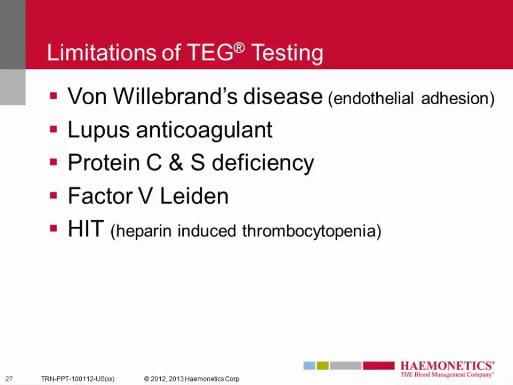Lupus anticoagulants, protein C and S deficiency, factor V Leiden or HIT. So in these, you might have a hypercoagulable patient, and it's going to be enzymatic, and I'll show you what value indicates that. It's going to be enzymatic because they're actually making enough thrombin rapidly that you're going to have an enzymatic hypercoagulation state. Again, TEG will tell you they're hypercoagulable with a tracing, but we're not going to be able to help you identify or differentiate what that is.